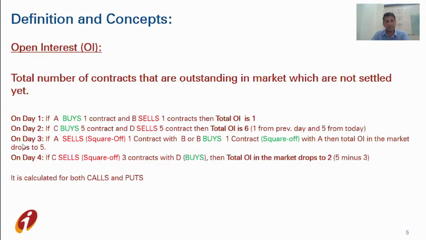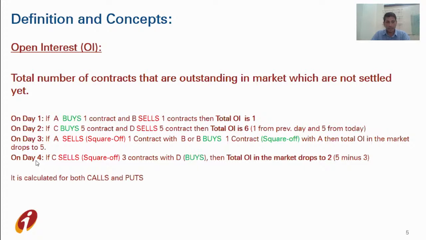Similarly, on day 3, the one contract that was open with A and the one contract that was open with B, if they try to square it off, A will have to sell it, and B will have to buy it. Both of them square off their positions. Now A has nothing and B has nothing as well. So what happens in the market is the total open interest was 6, and because this one contract gets squared off, it drops by 1. So the total open interest that remains is only 5.